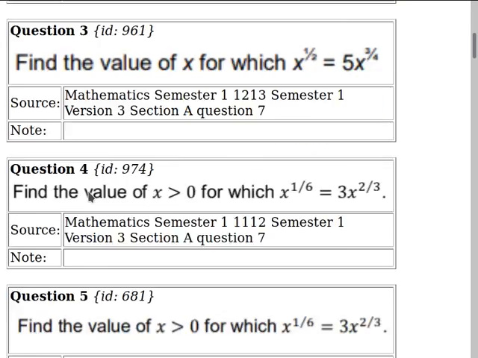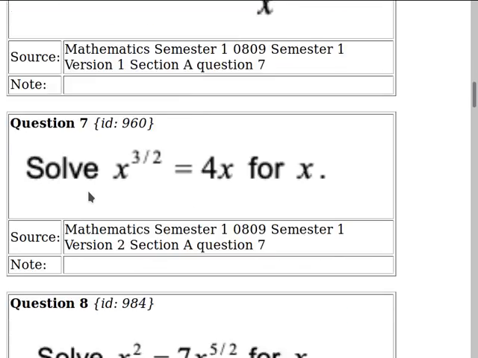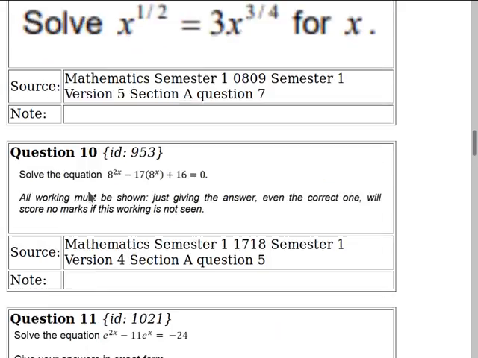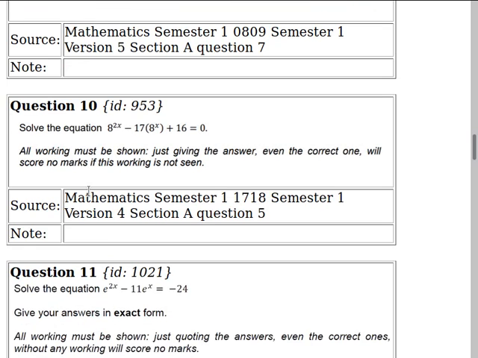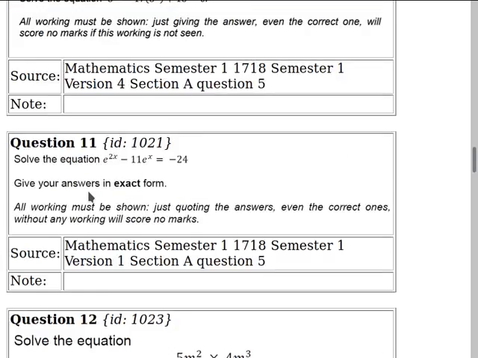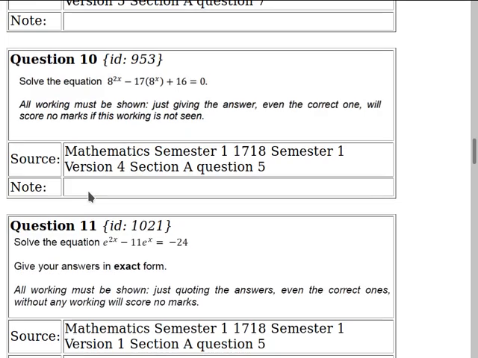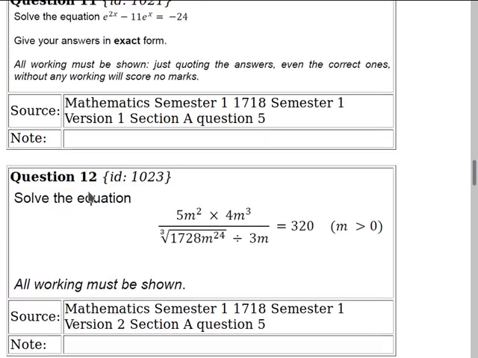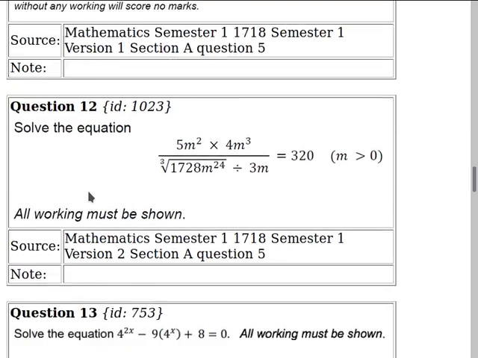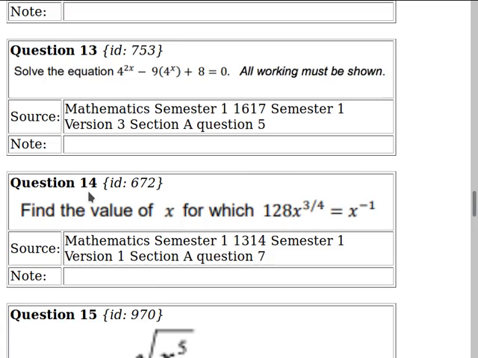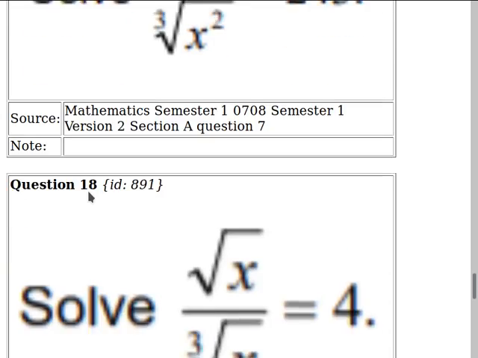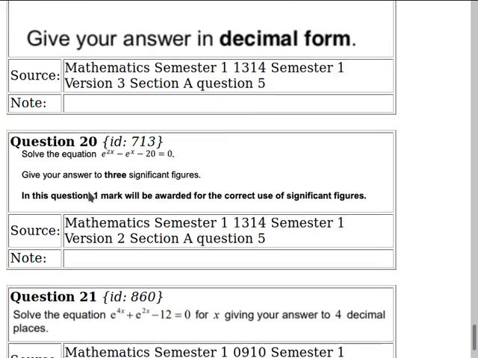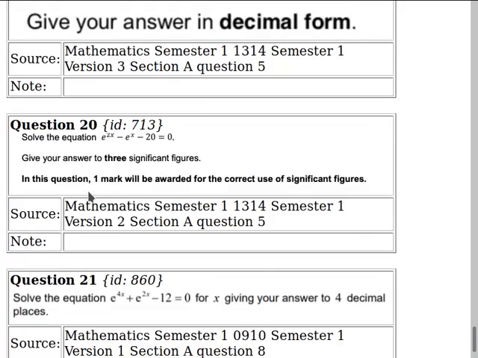Let me see. So you can see a lot of these are quite similar. But 10 and 11 are a bit different. What's different about 10 and 11? They're quadratic, aren't they? 12 looks interesting. Nice one. Let's do it. Let's go to the middle one.